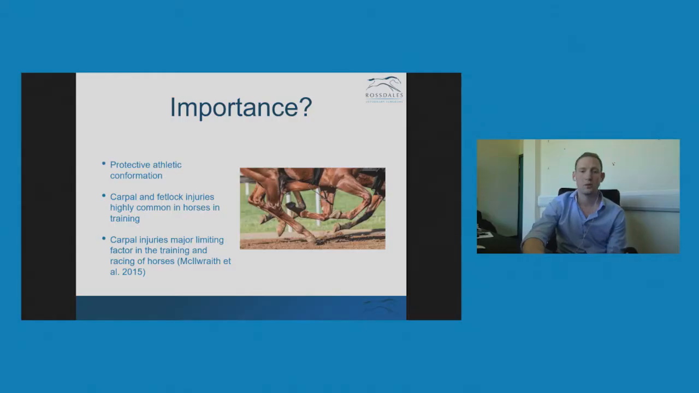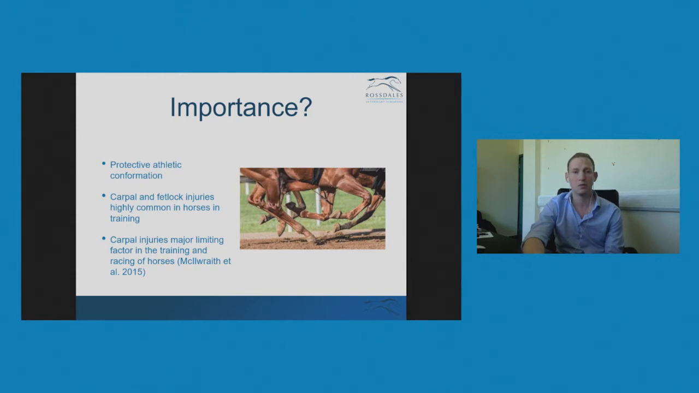So why is this important? Well, I think everything comes back to trying to provide a protective athletic conformation for the animals so that they can go on to maximize their athletic ability with as much protection through those legs as possible. We ask a lot of racehorses, and having them in a good conformation is certainly protective.